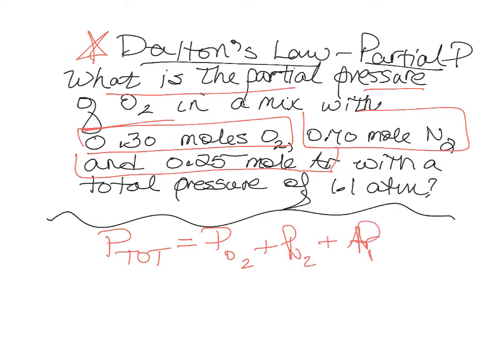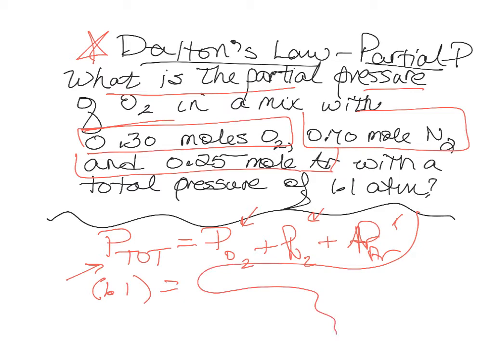It gave us the total pressure, which is atmospheric pressure, 1.1. Now it does not give us the partial pressure of anything. So we've got to go to the other formula that we're using in Dalton's law, and that is that the partial pressure of any substance, just say A, equals the mole fraction of that substance times the total pressure.